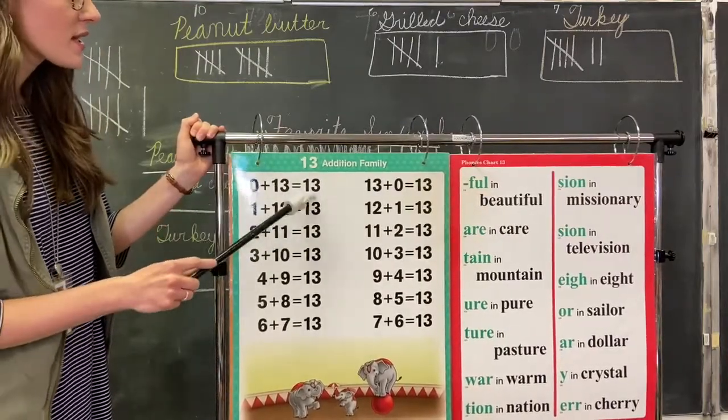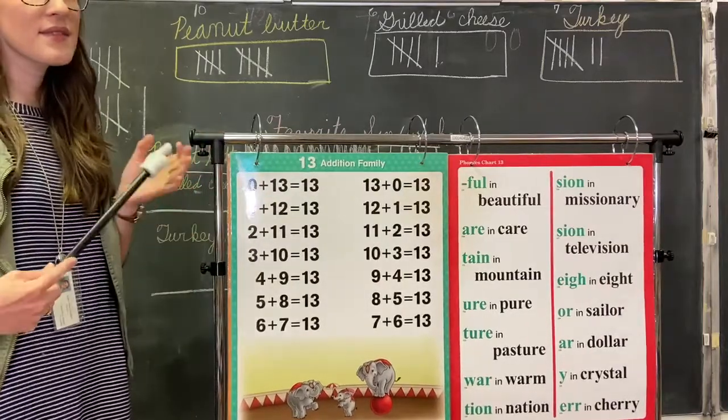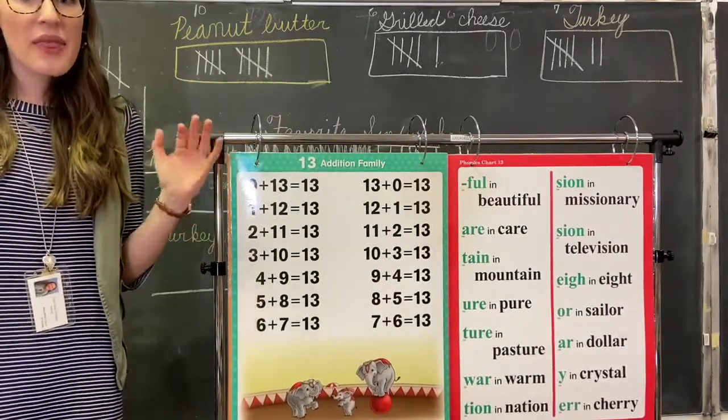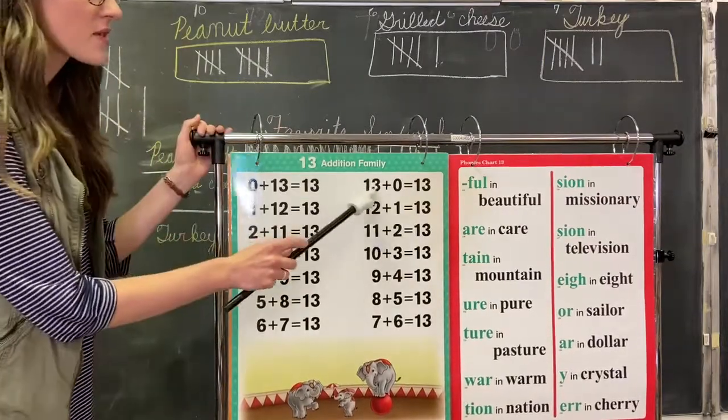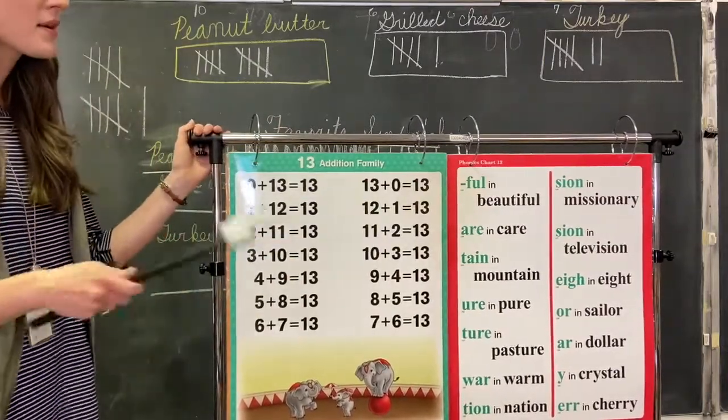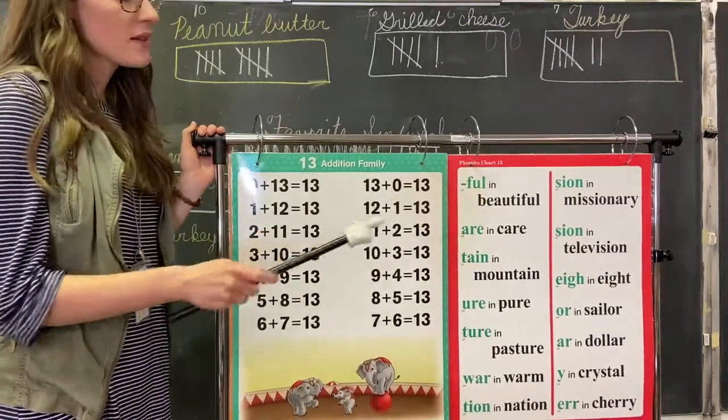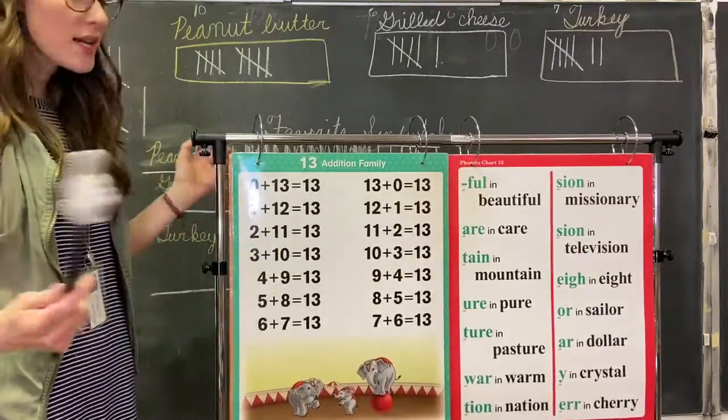0 plus 13 equals 13. That's easy. If you have nothing and you get 13 things, then you're gonna have 13 things. If you have 13 pieces of bubble gum, but you don't get any more, then you just still have 13.